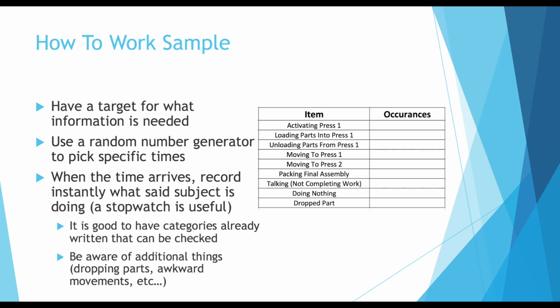Be aware of additional things outside the normal job. Maybe they're dropping parts. Maybe there's an awkward movement involved. These things are part of their day. A time study may not have discovered that the parts are taking long to produce because there's a part they keep dropping. But work sampling, if done right, you're going to notice they keep dropping a part. Your random sampling will find it.